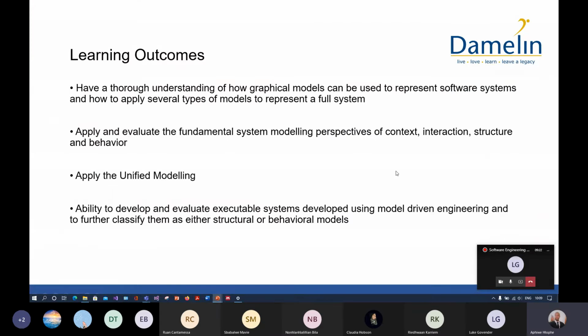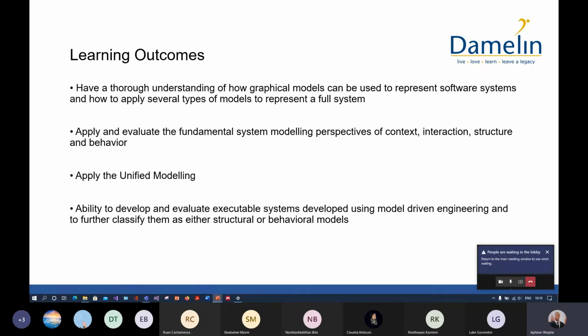Okay, so Unit 5, system modeling, and these are the learning outcomes. The first one is to have a thorough understanding of how graphical models can be used to represent software systems, and how to apply several types of models to represent a full system. Apply and evaluate the fundamental system modeling perspectives of context, interaction, structure, and behavior. Apply unified modeling.